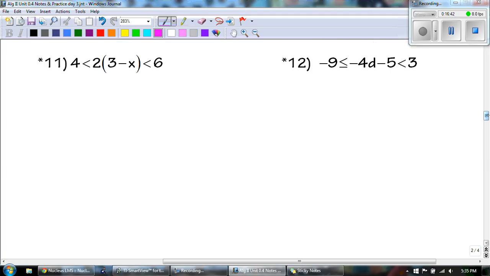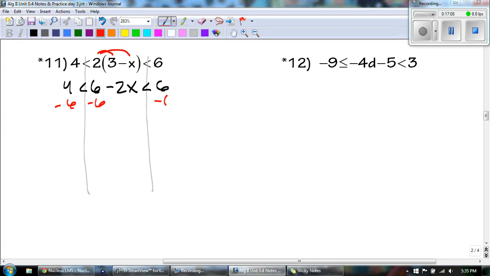All right, so little by little, we're adding more steps. Now I'm going to have to distribute. 2 times 3 is 6. 2 times negative x is negative 2x. Okay, this is the same thing with our last one. That 6 is actually positive, so I'm going to subtract 6 to all three sides.